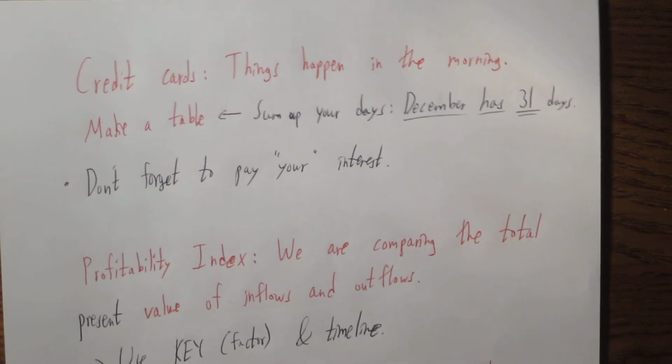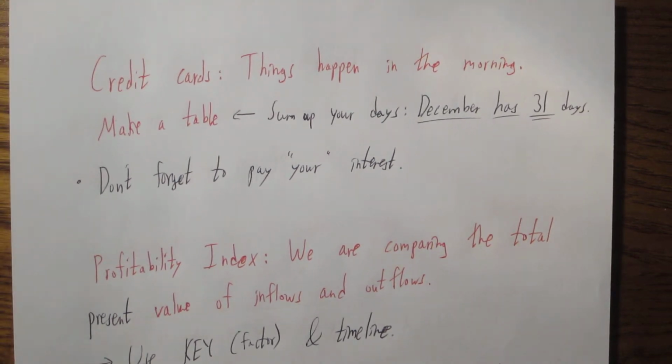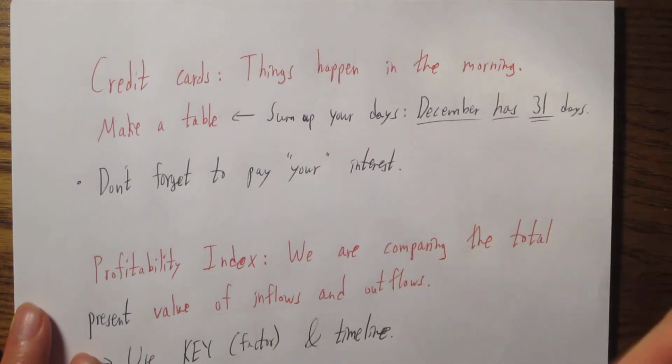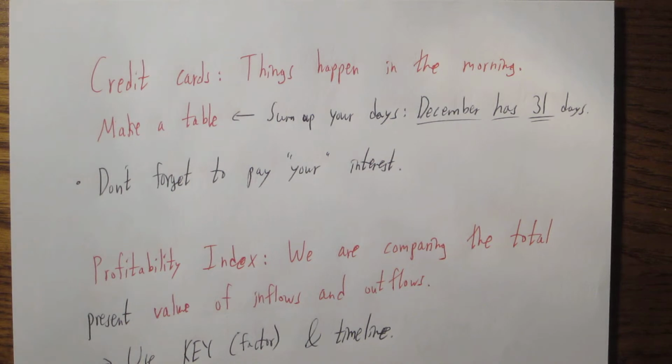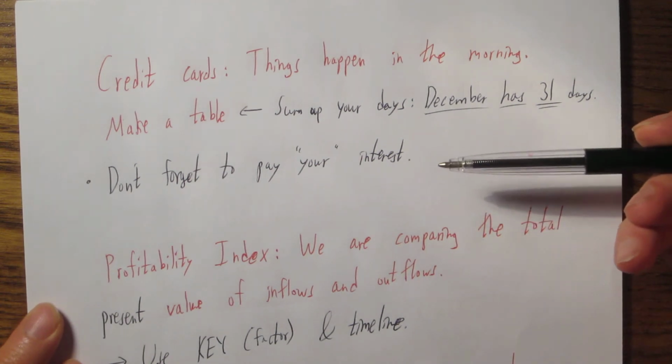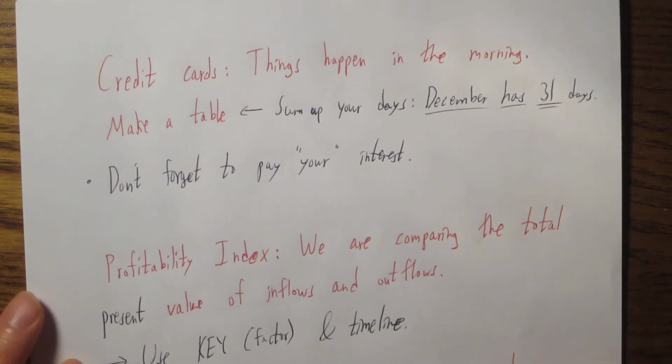Right. Credit cards. Make a table. Remember that things happen in the morning. So keep that in mind when you make your table, where you have a number of days of the outstanding balance and the outstanding balance. With the interest rate, if it's given as an annual interest rate, you need to convert it into months. Read questions very carefully. Very carefully, please. And don't forget to actually pay your interest at the end of the month.